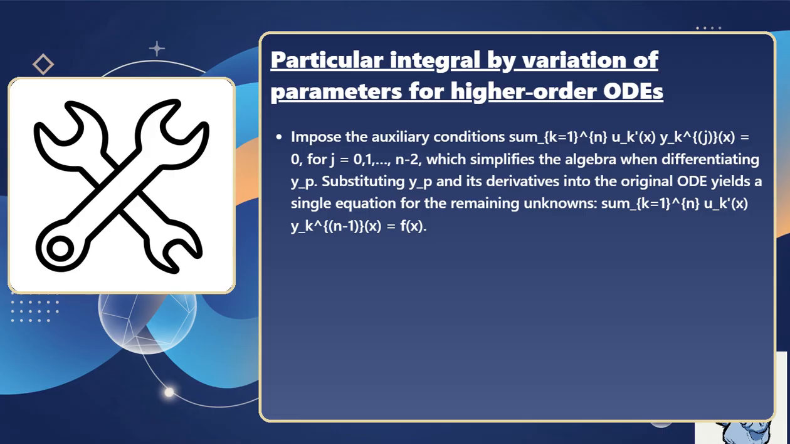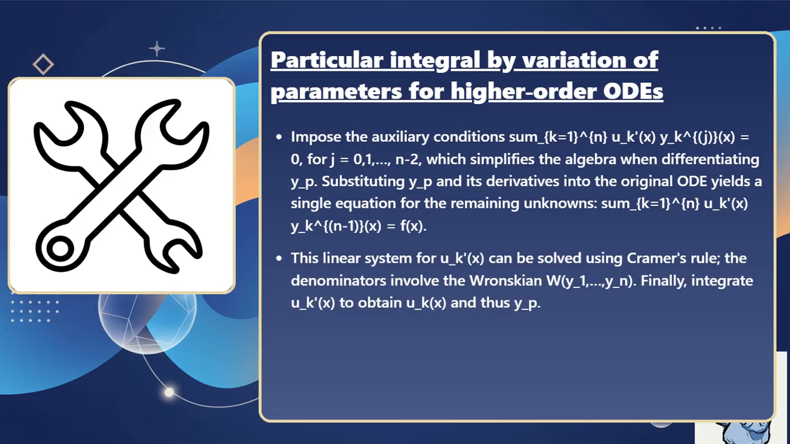Sum from k equals 1 to n of u_k'(x) times y_k^(n-1)(x) equals f(x). This linear system for u_k'(x) can be solved using Cramer's rule. The denominators involve the Wronskian W of y_1 through y_n. Finally, integrate u_k'(x) to obtain u_k(x) and thus y_p.